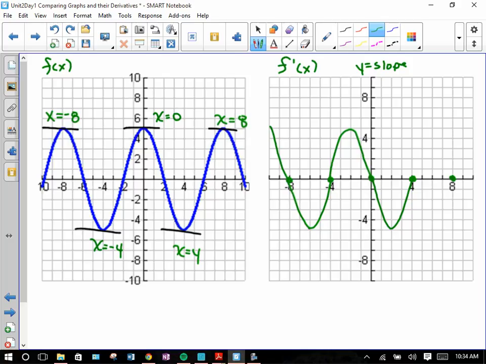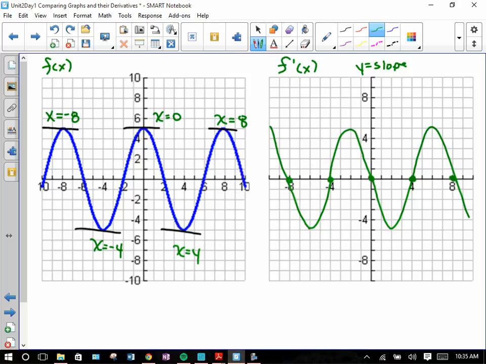Alright? And then from 4 to 8, my slopes are positive. So again, positive. And then from 8 to +10, my slopes are negative. And again, right now we don't care about the attributes; at some point we'll be able to know what this graph is and get a graph on our calculator. Alright? Right now, all we want to do is get a general sketch of what this graph is going to look like.